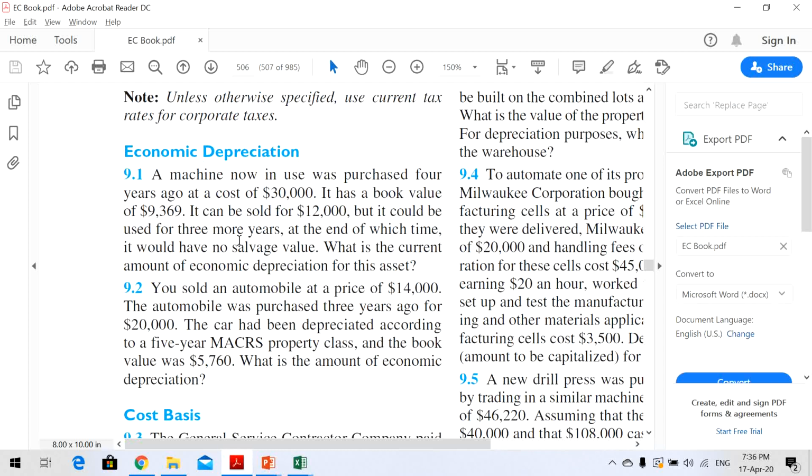It has a book value of 9,369. It can be sold for 12,000, but it could be used for 3 more years, at the end of which time it would have no salvage value. What is the current amount of economic depreciation for this asset?